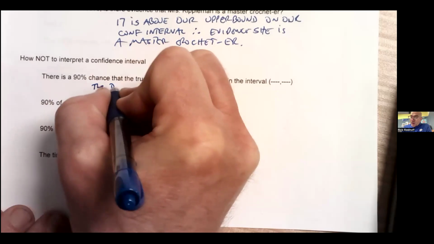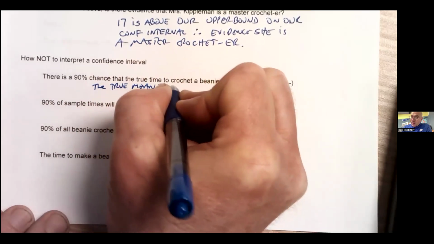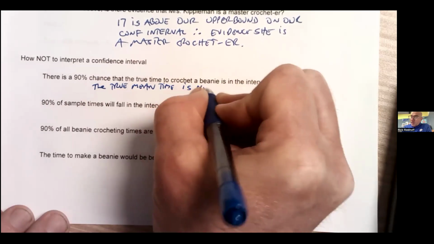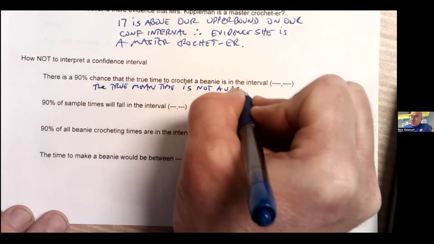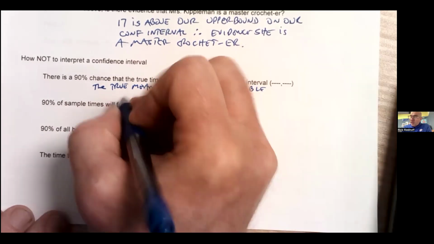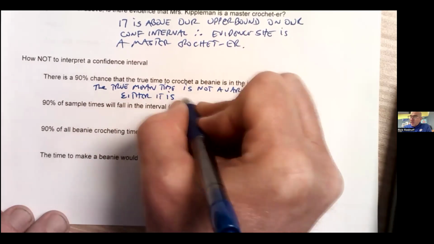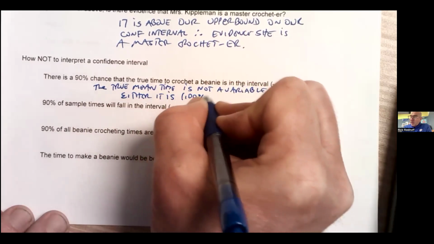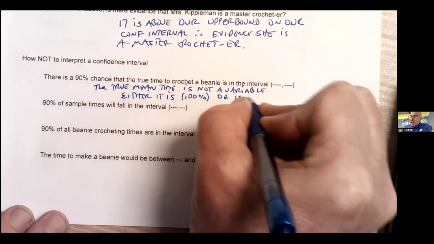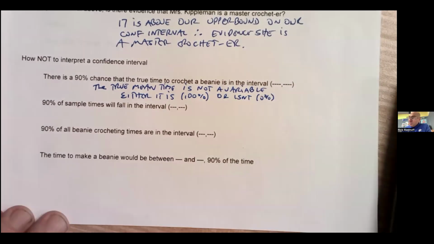The true mean time is not a variable. It doesn't vary. It is set. So either it is, so 100%, or isn't, 0%, in the interval. Okay.